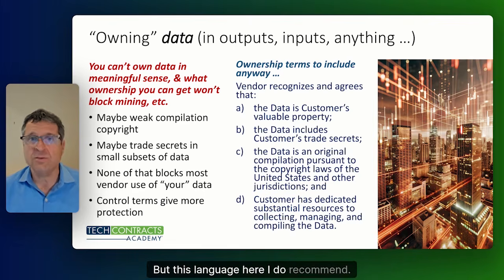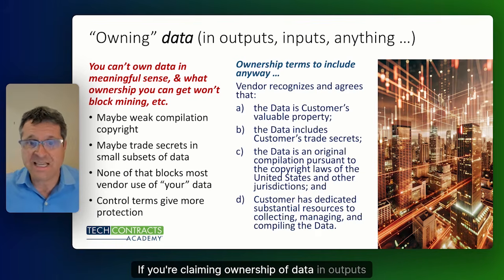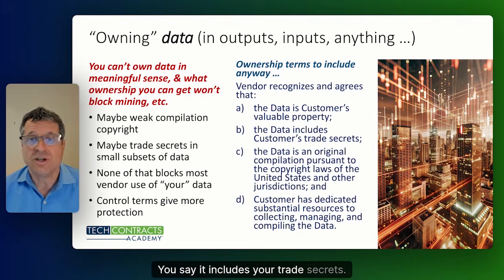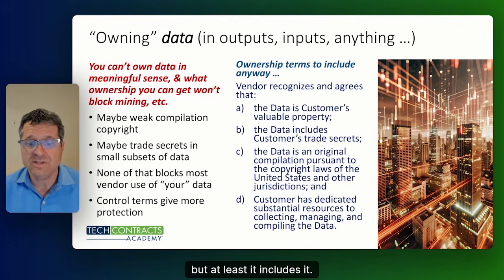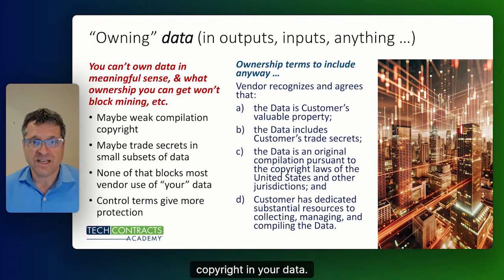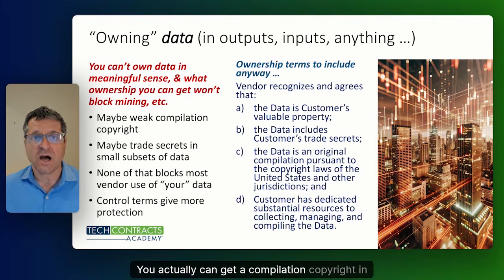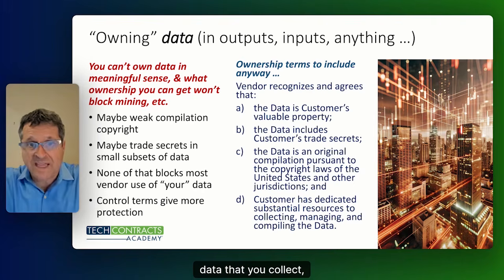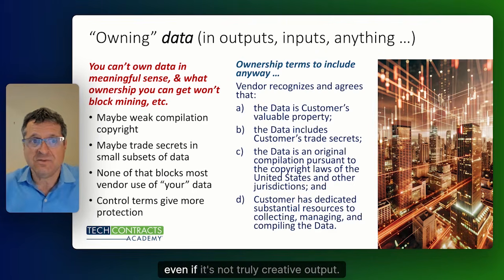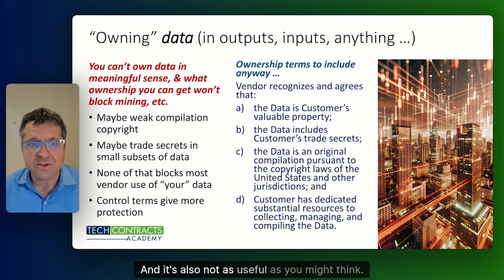So with this language here, I do recommend if you're claiming ownership of data in outputs and inputs, you say the data is your valuable property. You say it includes your trade secrets. You probably aren't going to get away with saying your whole data set's a trade secret, maybe, but at least it includes it. You also can go after a sort of weak form of copyright in your data. I said you can't, you don't write your data, so you don't own it. You actually can get a compilation copyright in data that you collect, even if you didn't write it. And that's information, even if it's not truly creative output. It's a weak form of copyright. And it's also not as useful as you might think.